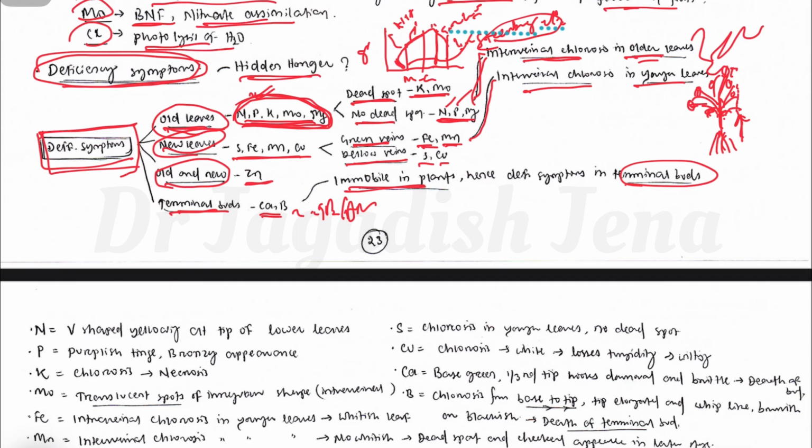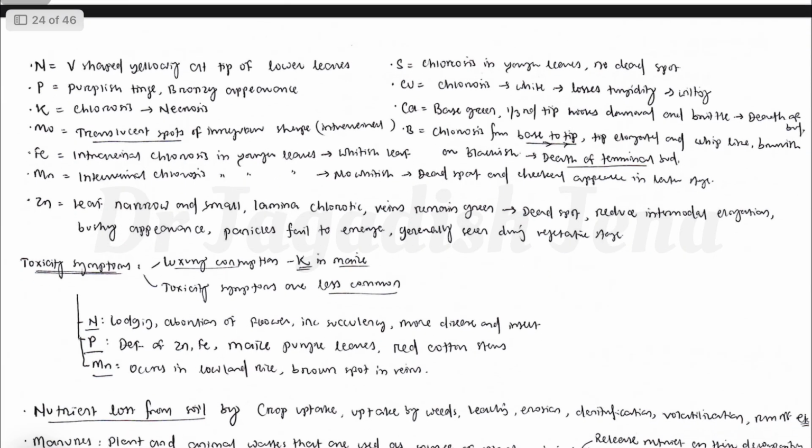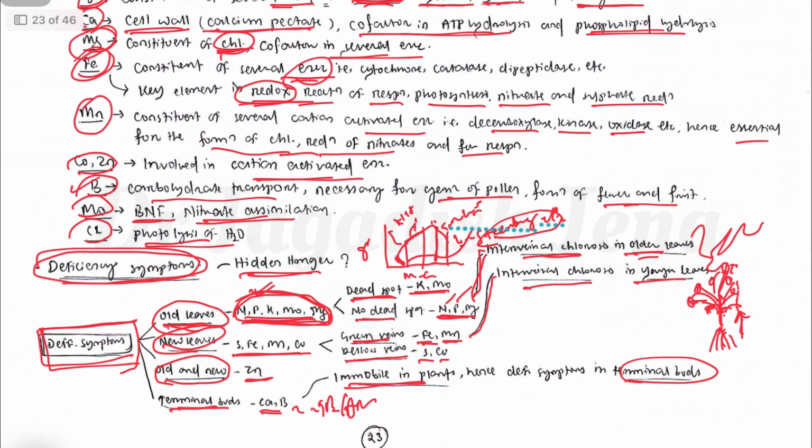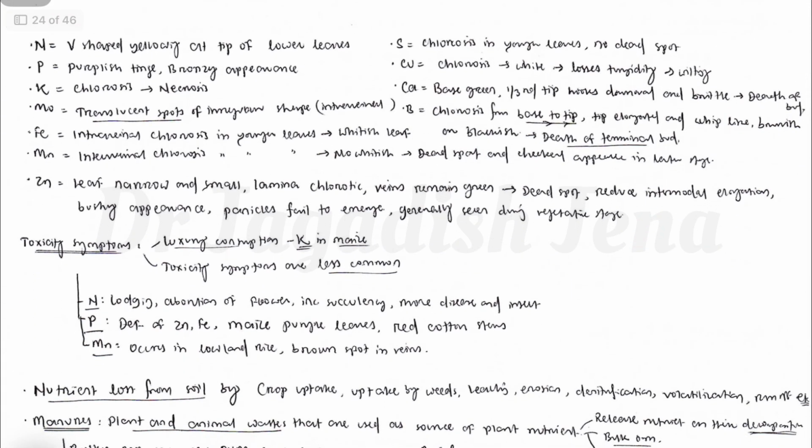Now next, coming to, let's say, peculiar symptoms. Again here we will discuss what the actual symptom is. This is the broad group. What we discussed so far is the broad deficiency symptom that we are finding in the lower leaves, upper leaves and terminal bud.